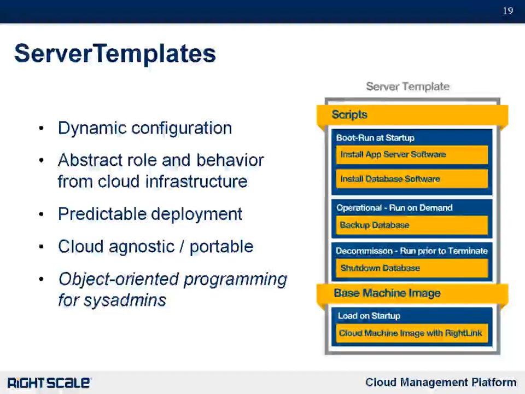So a server template is a combination of that base machine image and the scripts that would quite literally contextualize the machine for whatever role it needs to take in that case. So if you need a web server, you say boot CentOS 5.4, and then you have a script that runs that quite literally installs and configures Apache.